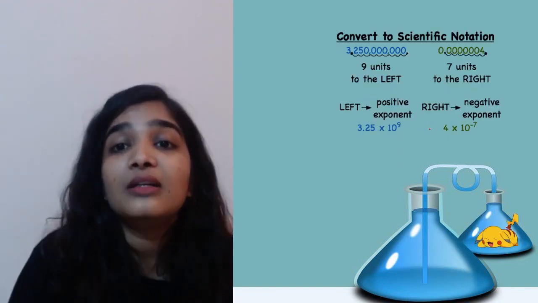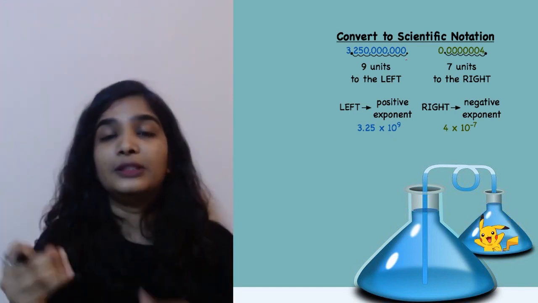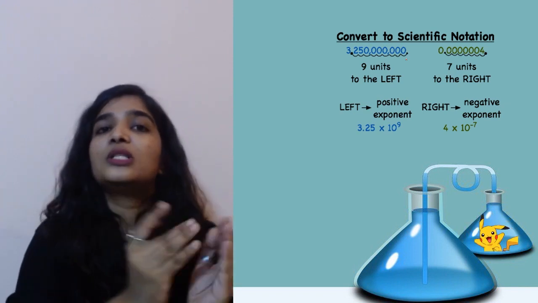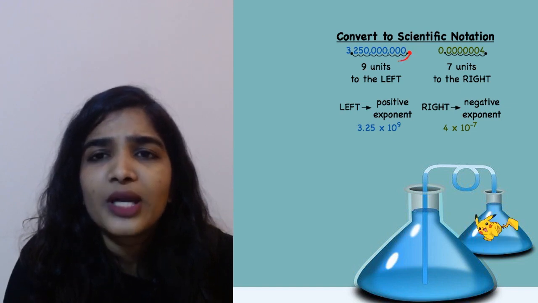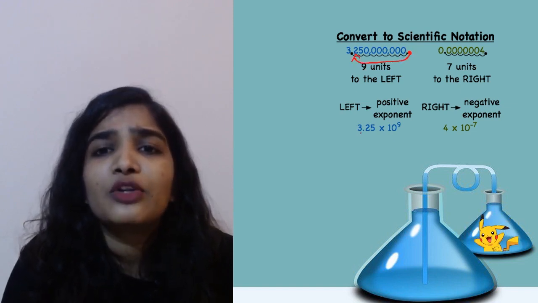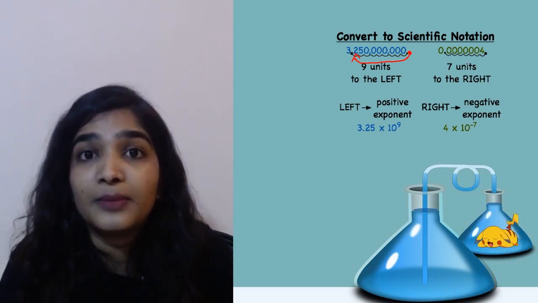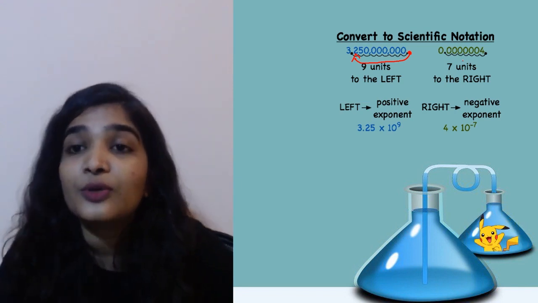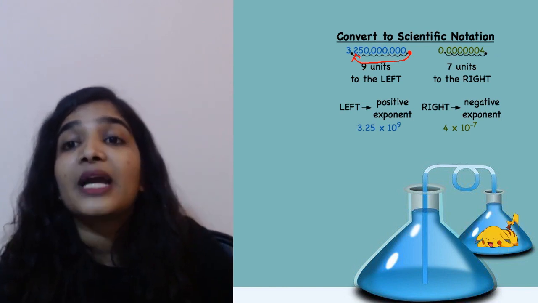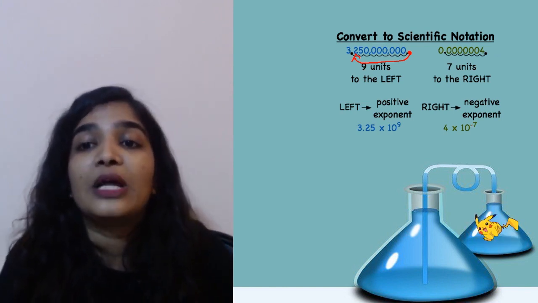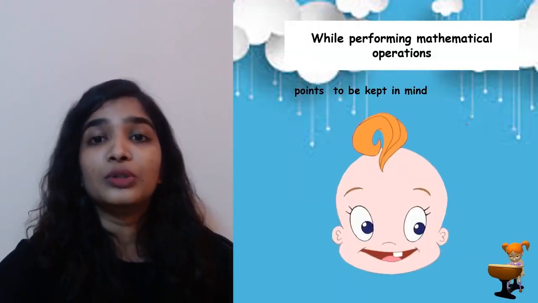See here, when you have a big number, we always try to move the decimal point towards the left. If the number is ending here, that means the decimal has to be here, right? You just move by 9 units. So you will get 3.25 into 10 power 9. And then here you have a small number, that is 0.00000. So here you have to move the decimal towards the right, by how many points? So you are getting 4 into 10 power minus 7. Okay, this is how you have to do the conversion.